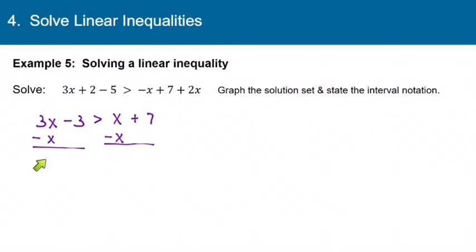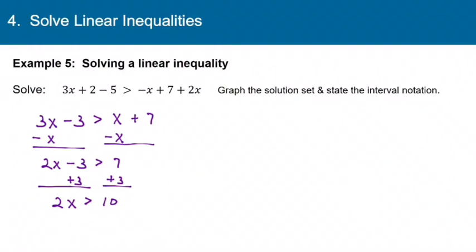3x minus x is going to give us 2x. So on the left side we'll have 2x and we'll still have our minus 3. And we have greater than 7. Okay, now we want to isolate the variable term. So we want to eliminate the minus 3. So let's add 3 to both sides. And that will give us 2x on the left. And that's greater than 10.